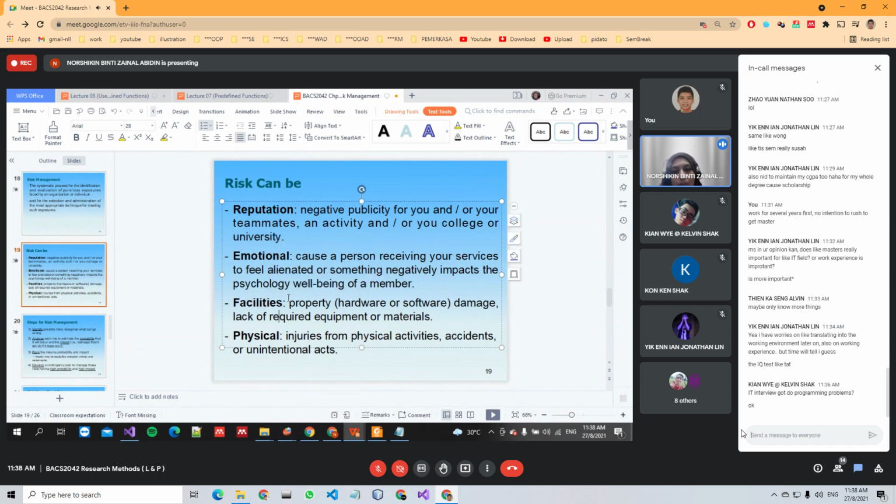And then facilities: property, hardware or software damage, lack of required equipment or material. This is very important. Risk can be, I lost this one too. This laptop that I'm using now is not my laptop, because I lost my old laptop that I used for 10 years. Then suddenly it got damaged and cannot be used anymore. So I lost everything, including my PhD project that I need to redo again because of this hardware.